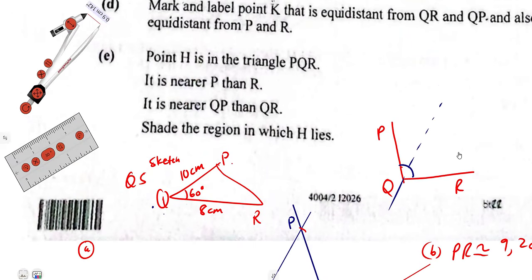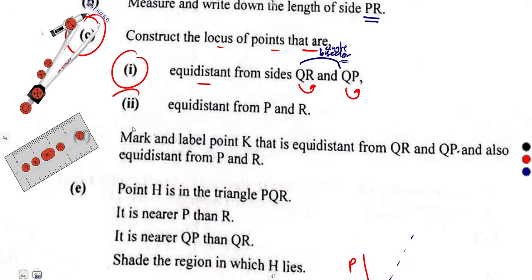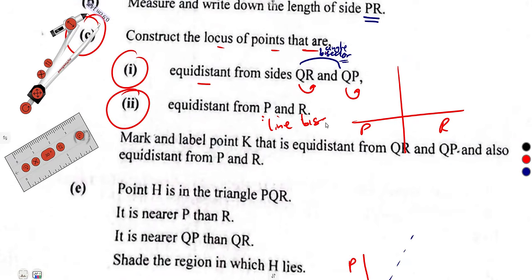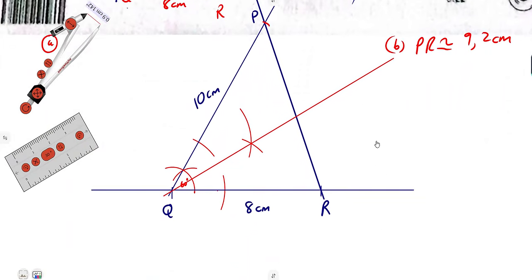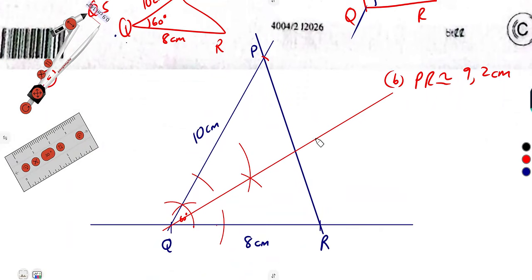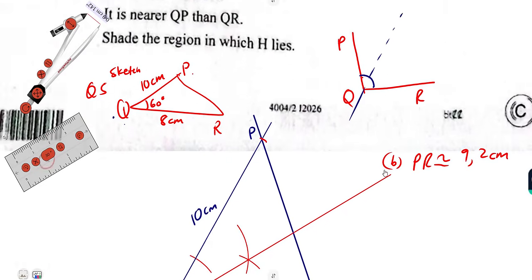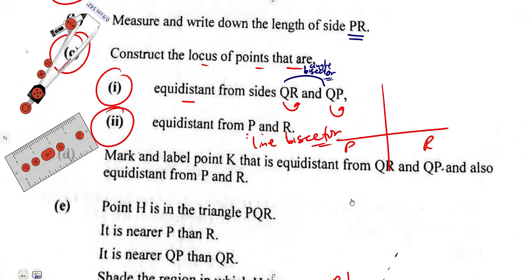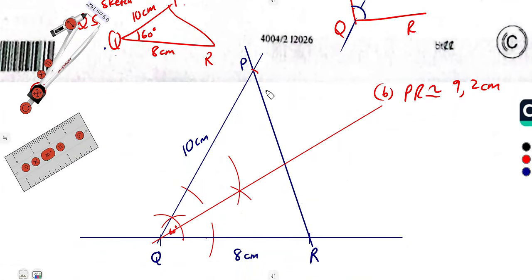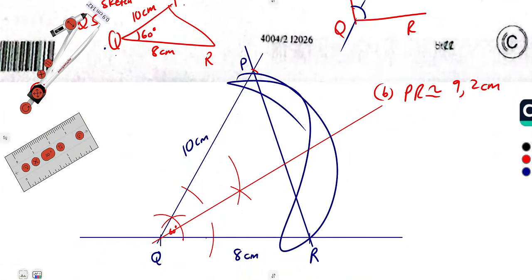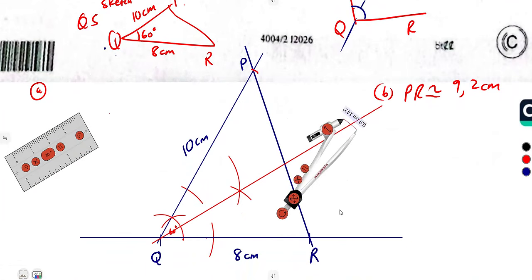Let us move on to another one. Now, equidistant from P and R. P is a point, R is a point. So this is the line bisector. Here we are supposed to consider the line bisector, P and R. This is our P and this is our R. So you're supposed to bisect the line. Remember how to bisect the line.